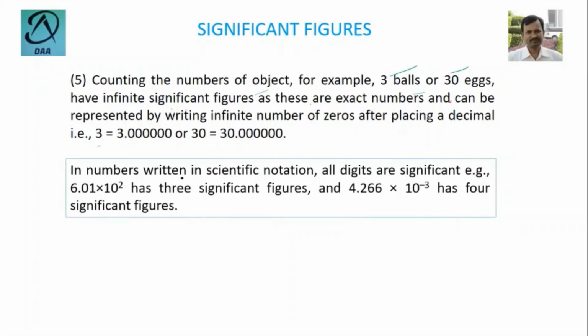In numbers written in scientific notation, all digits are significant. For example, 6.01 multiplied by 10 to the power 2 has 3 significant figures. We already discussed this. And 4.266 multiplied by 10 to the minus 3 has 4 significant figures.